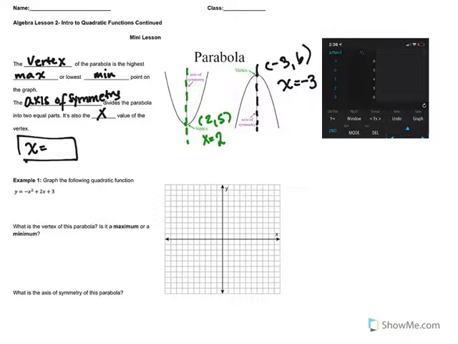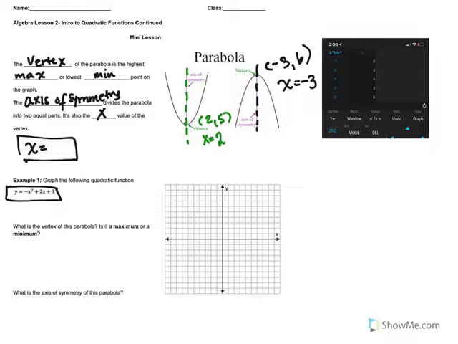Just to further emphasize that and to further show you, we're going to do an example where we graph and then determine our vertex and our axis of symmetry. So we're going to take this equation. You're going to go ahead and put it in your calculator, whether you're using the graphing calculator app or Desmos, and you're going to look at your table.